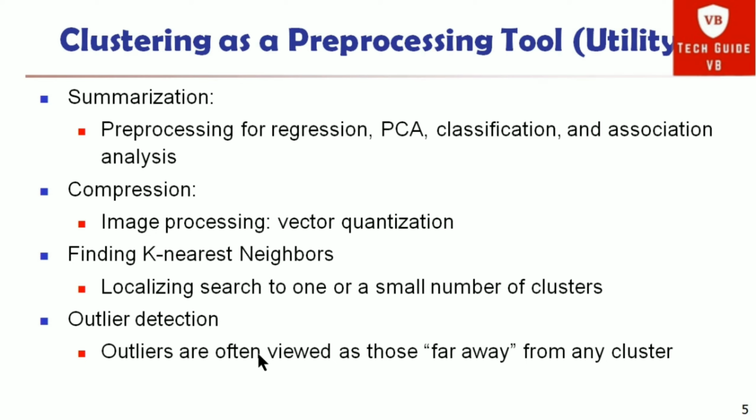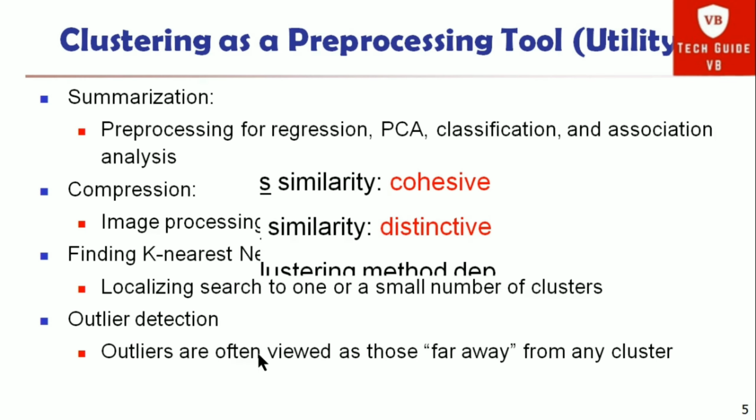Then finding k nearest neighbors as a pre-processing utility: localizing the search to one or a small number of clusters is one of the clustering utilities used in pre-processing. Then outlier detection: the outliers are often viewed as those far away from any cluster. So this is outlier detection as a pre-processing utility in clustering.